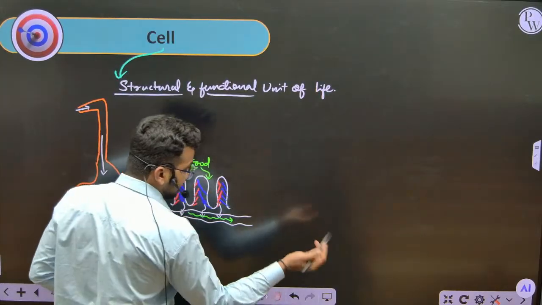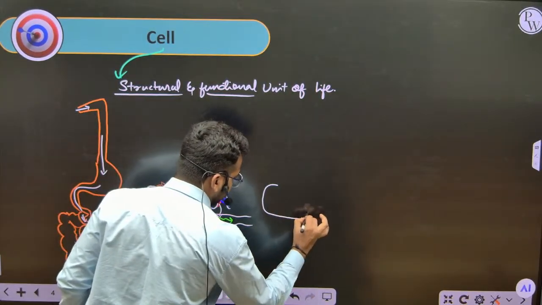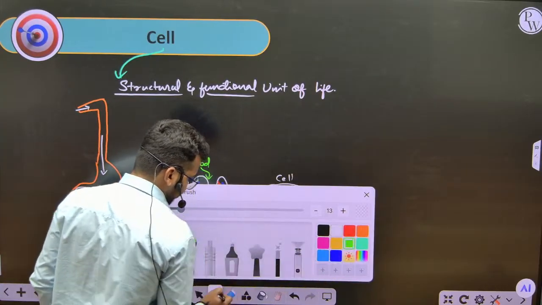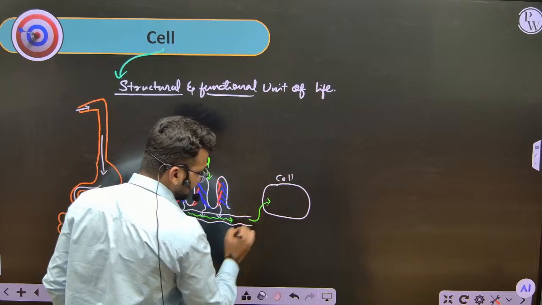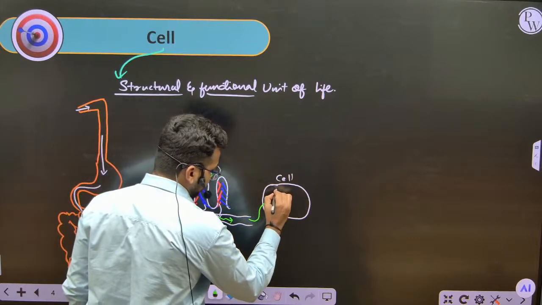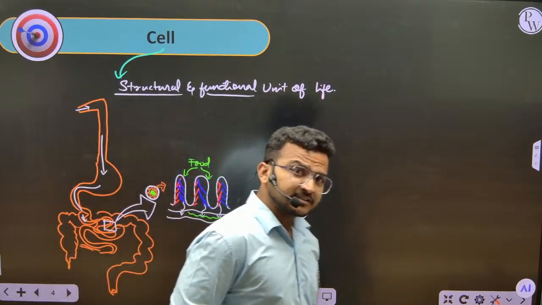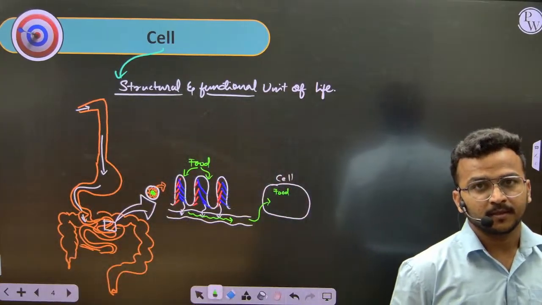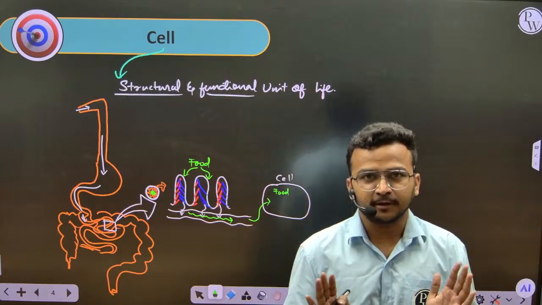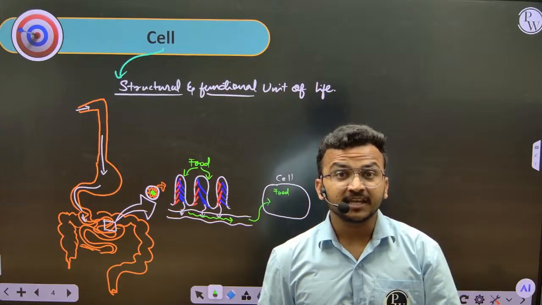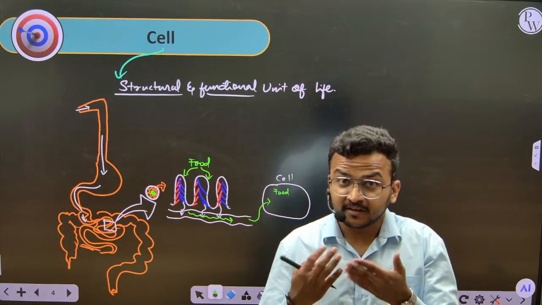I am taking it as a cell. When the food reaches the cell, now I am adding food here. Is food the energy source? No. You just think food is not an energy source. Food is a fuel for our body. So how do we get the energy?